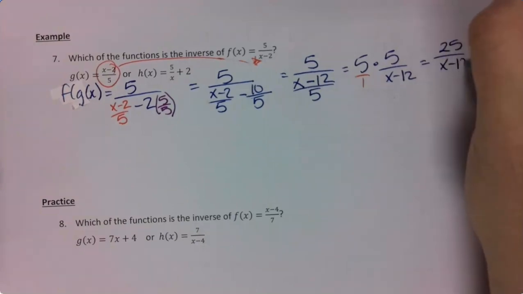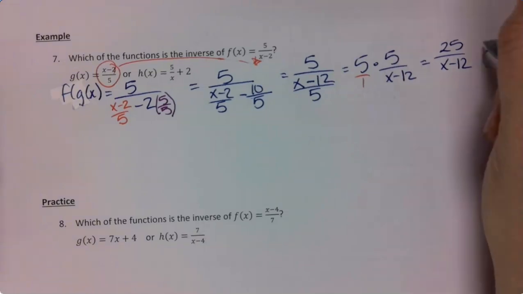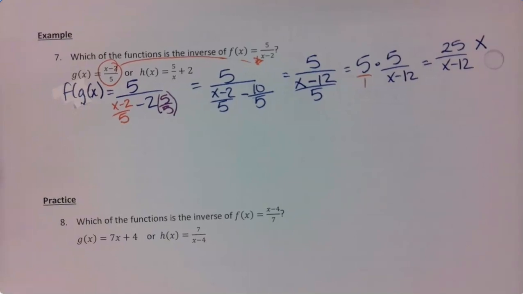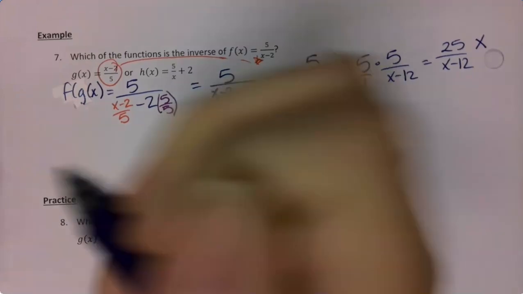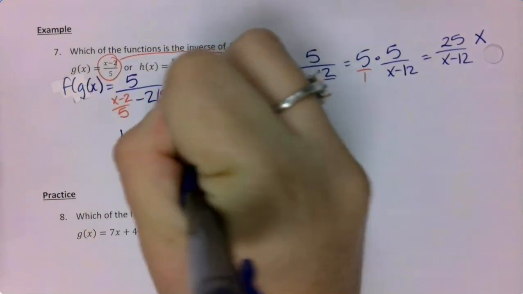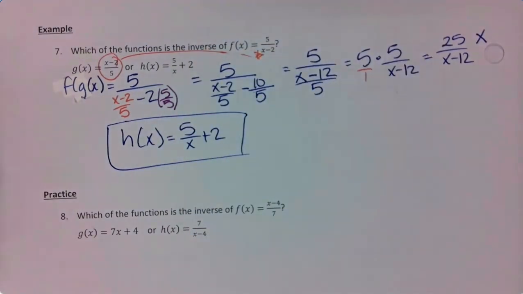Can I simplify this? Does this give me the identity function? No. So this one doesn't work. What about the other one? Yeah, so it's going to be the other one. So it's going to be the h of x equals 5 over x plus 2. If I had gotten it equaling the identity function here, then I would have plugged it in the other way to make sure it works both ways, and then I could say that one was my final answer. Questions here?